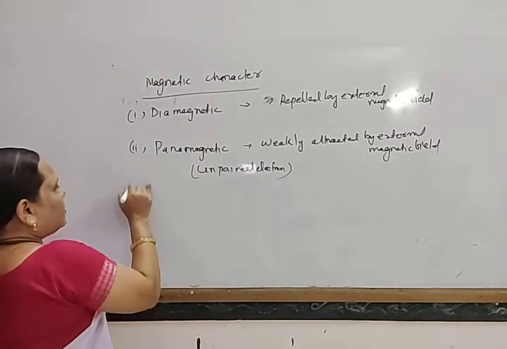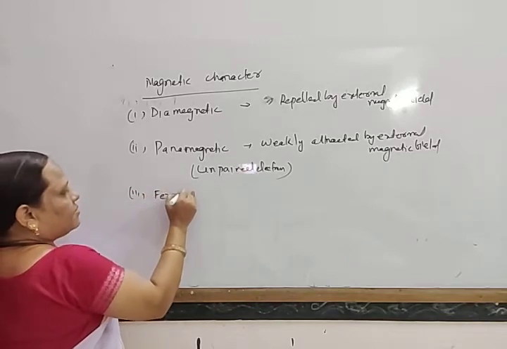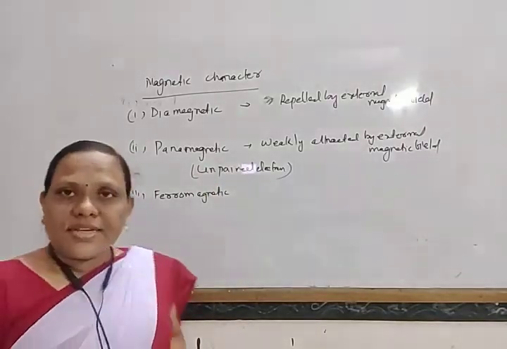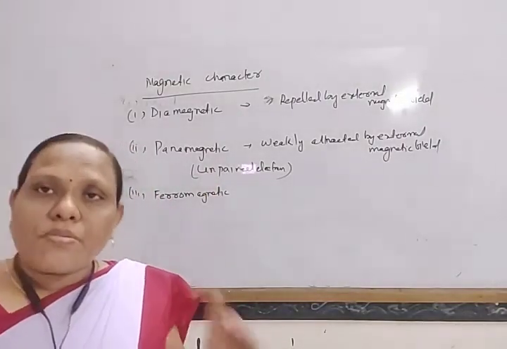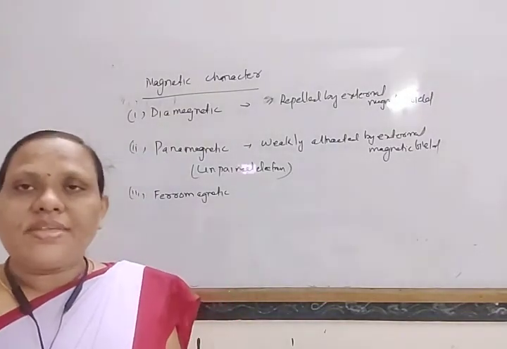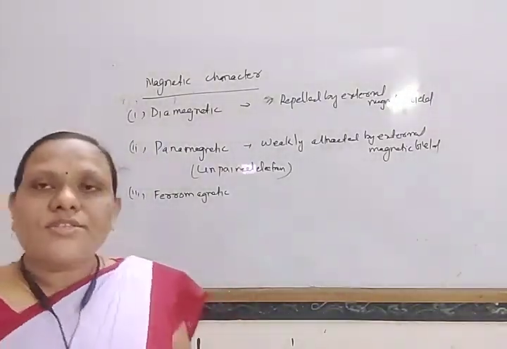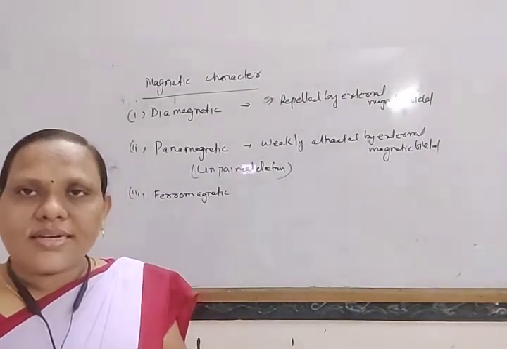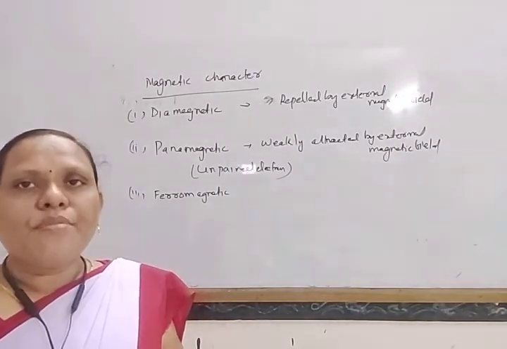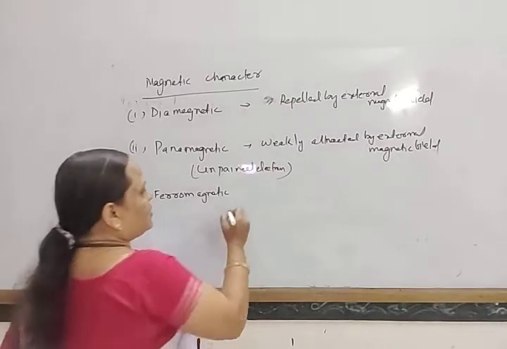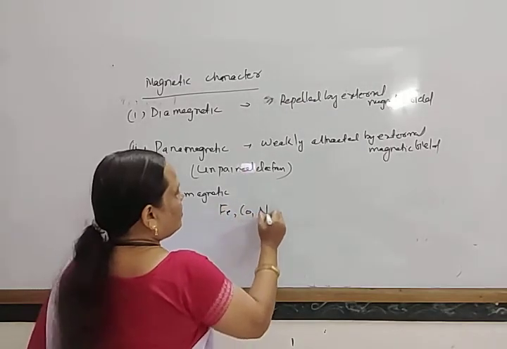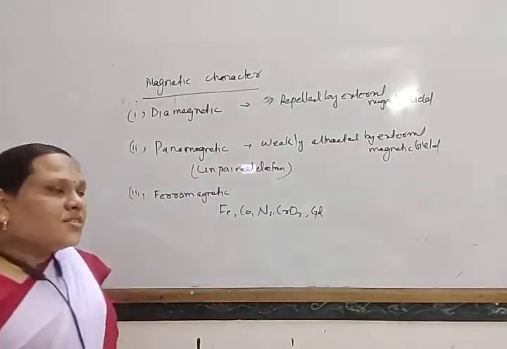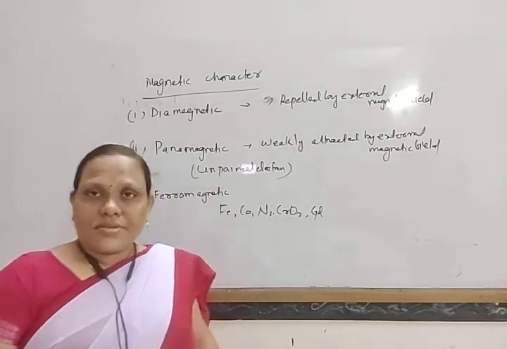Another type is called ferromagnetic substances. Ferromagnetic substances are those which are permanently magnetized even in the absence of a magnet. So these are strongly attracted by a magnetic field, and are permanently magnetized even in the absence of a magnetic field. Some examples are iron, cobalt, nickel, chromium oxide, gadolinium, etc.